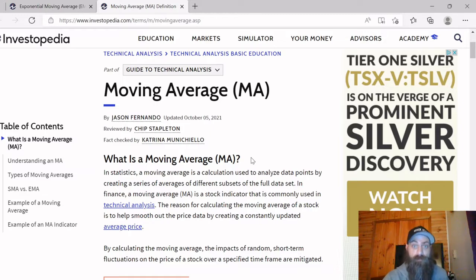It's a moving average. It's abbreviated MA. Let's just read the definition on this. In statistics, a moving average is a calculation used to analyze data points by creating a series of averages of different subsets of the full data set. In finance, a moving average, MA, is a stock indicator that is commonly used in technical analysis. The reason for calculating the moving average of a stock is to help smooth out the price data by creating a constant updated average price. So that is a moving average. Pretty simple, right? So let's just move on to the next one.